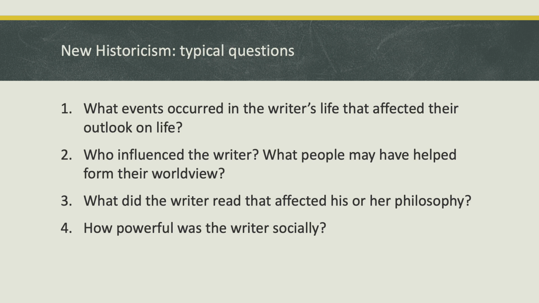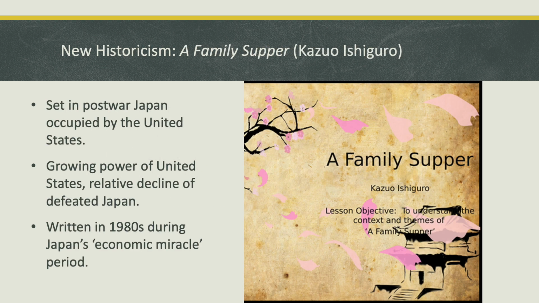It's perhaps too early to talk about Klara and the Sun using a new historical approach, since the book was only written very recently. However, we can apply it to older works. For example, we can apply it to Ishiguro's older work, A Family Supper, which was written in the 1980s.